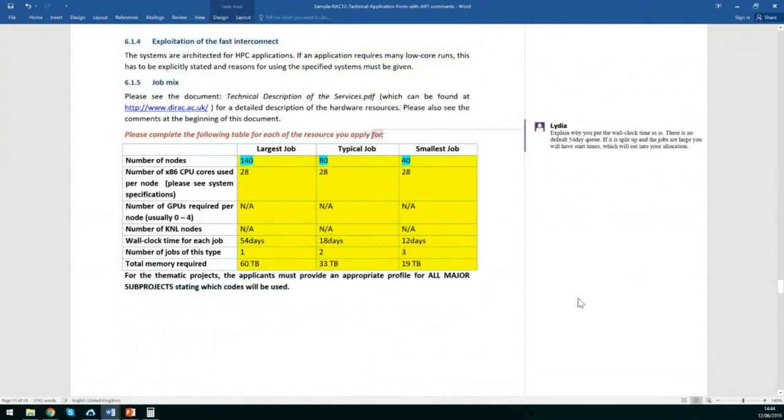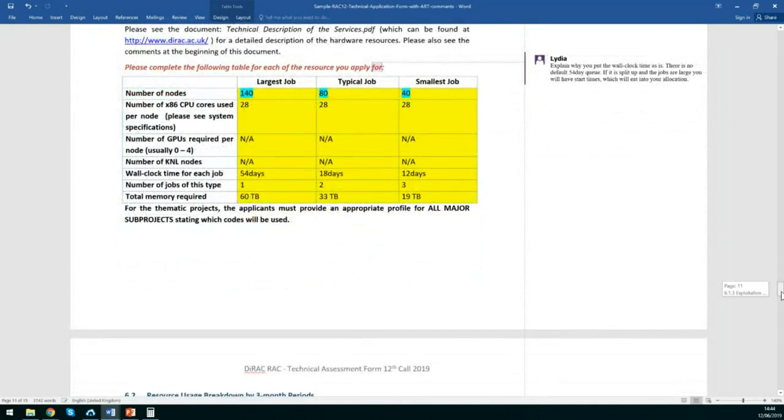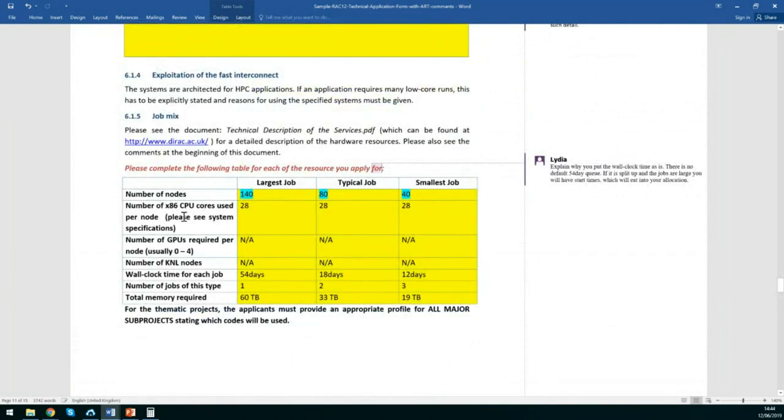If you have a thematic project and you have a few sub-projects on the thematic project, we will definitely require for each of the sub-projects the job mix and the information. And we will also require for each of the major codes scaling plots, and for each of the major codes what the I/O profile would be. So your document will increase in volume, and you should make quite clear which code it is you're describing at the moment. So this table would duplicate, or triplicate, or have quadruplets.